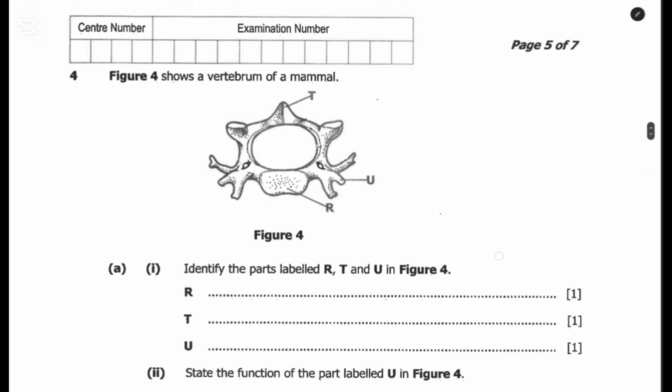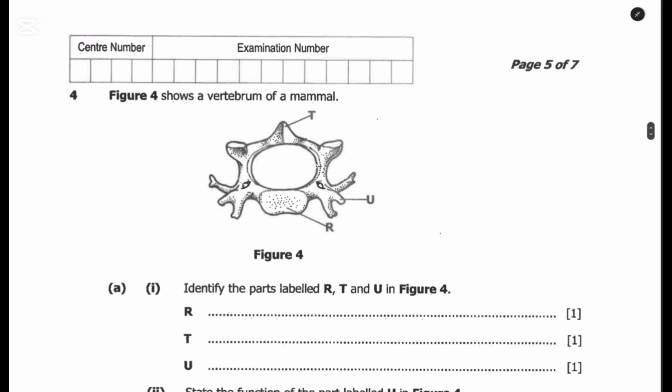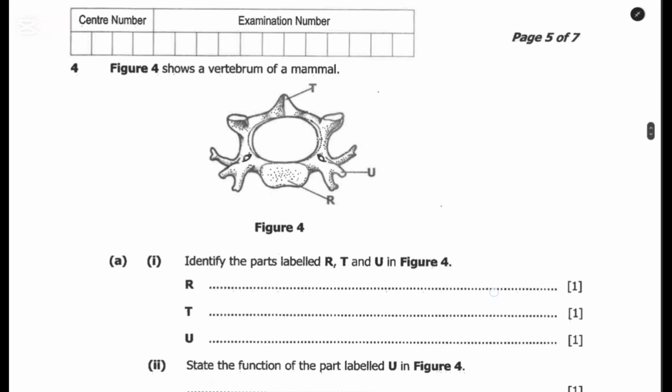Let us have a look at question 4. This one is coming from the skeletal system. Figure 4 shows the vertebra of a mammal. Identify the parts labeled R, T, and U in figure 4. So what is the part labeled R? The part labeled R is called the centrum. Then for T, it is called the neural spine. Then for U, it is the transverse process.